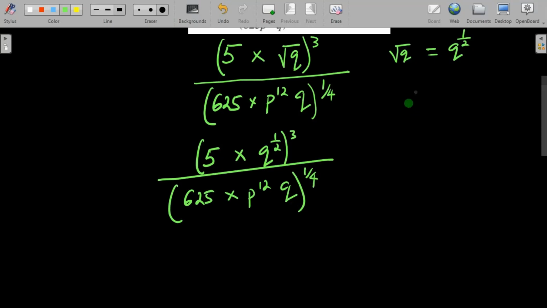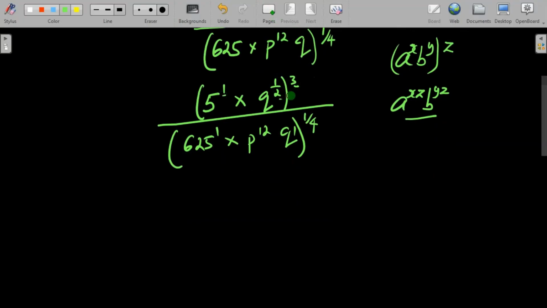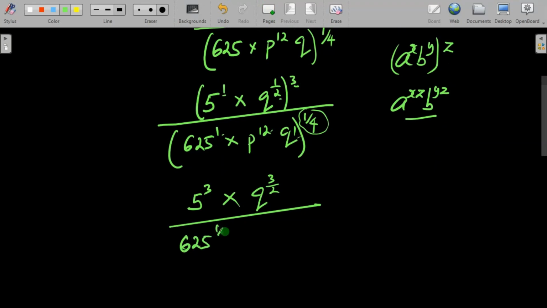Now in indices, if we have something like a to the power of x, then b to the power of y, all to the power of z, it means that this z will multiply all the powers inside. So this becomes a to the power xz, then b to the power yz. So we're going to apply this law here. The power outside will multiply each of the powers inside the bracket. So the power here is 1, the power here is 1, and the power here is also 1. Now the power outside, which is this 3, will multiply this and this. So we have 5 to the power of 3 multiply q to the power of 3 over 2, divided by 625 to the power of 1 over 4 multiply p to the power of 3, because 12 times 1 over 4 is 3, then multiply q to the power of 1 over 4.